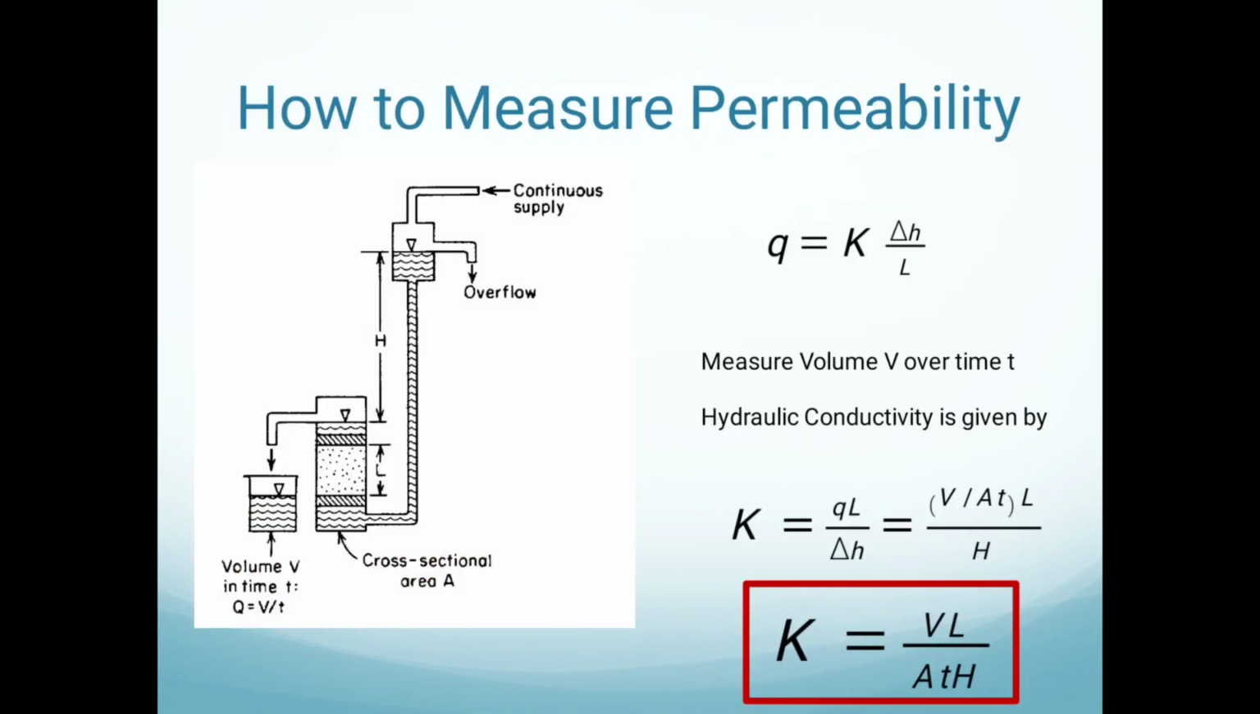How will we measure permeability? This is Q = K A ΔH / L. Measure volume V over a time T. Hydraulic conductivity is given by K = Q L / (A ΔH) = (V / t) × L / (A ΔH). Therefore, K = V L / (A t ΔH).